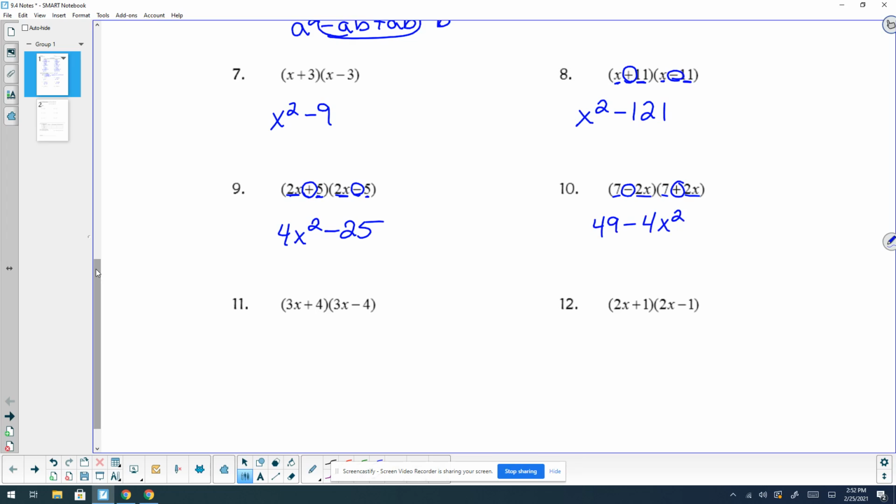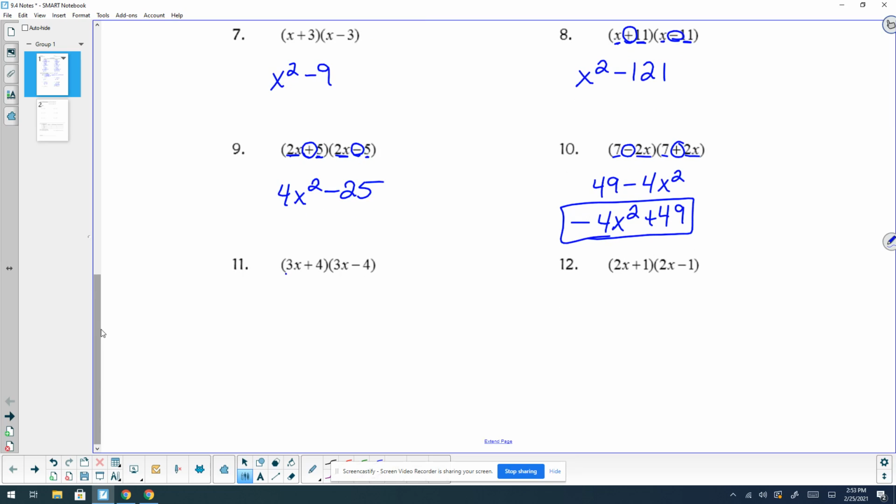Now, when we have a problem like that, we do want our variable in front. So we will want to rewrite this as negative 4x squared plus 49. Because there is no sign in front of the 49, so it is positive when there is no sign. 11. I have a 3x first, 3x first. I have a 4 and a 4. Positive, negative. 9x squared, minus 16.